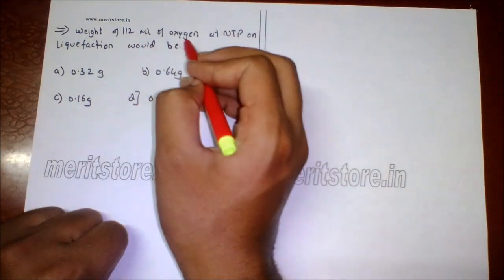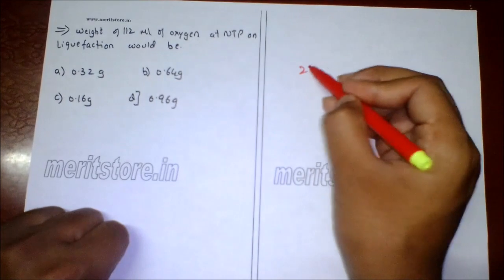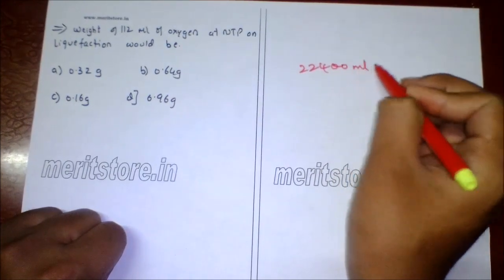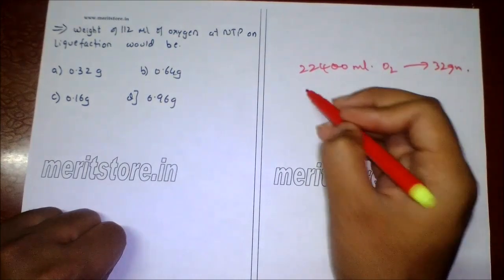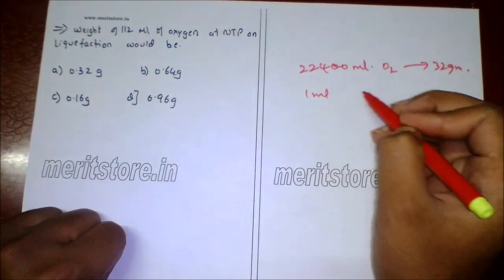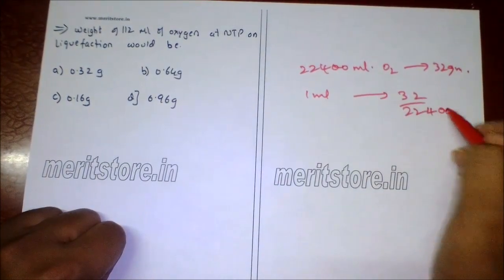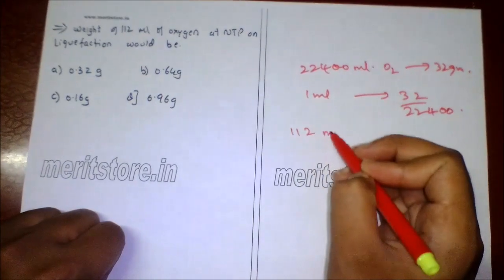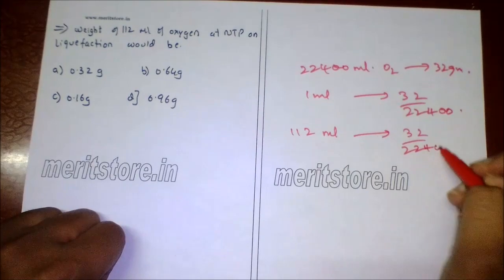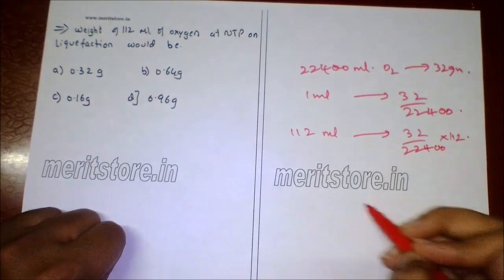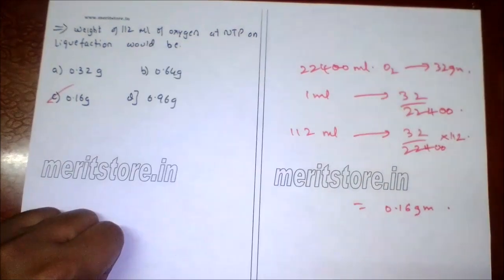Weight of 112 ml of oxygen at NTP on liquefaction would be. So 22400 ml of volume of oxygen is 32 gram. So 1 ml of the volume of oxygen at NTP will be 32 divided by 22400. So 112 ml of oxygen at NTP will be 32 divided by 22400 into 112, which comes out to be 0.16 gram of oxygen. So option C is the correct answer.